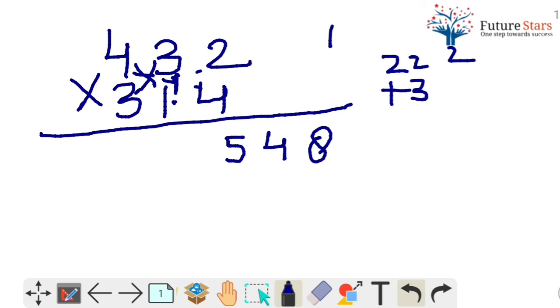Now do the cross multiplication between the first 4 numbers. So 3 into 3 is 9. 4 into 1 is 4. So 9 plus 4 is 13. 13 plus 2 is 15. Write 5. 1 is again carried. Now 4 into 3 is 12. 12 plus 1 is 13.